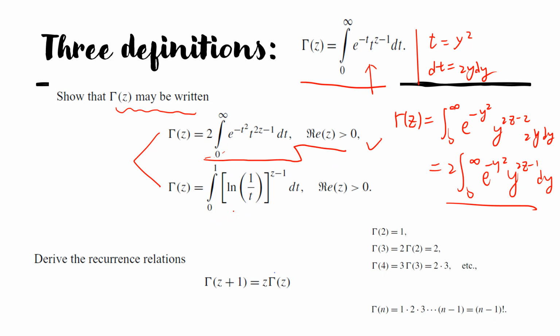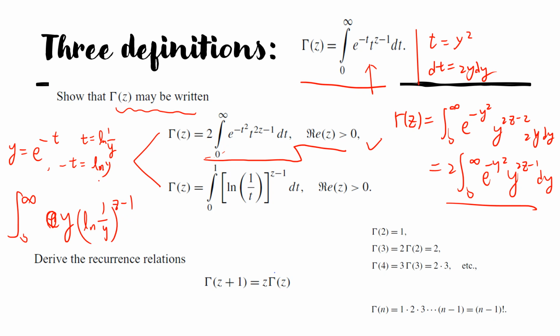For this one, it is also very easy to guess. I can let y be exponential minus t. So we have the integral from 0 to infinity. Now minus t is just log y, and t is log 1 over y. So we have log 1 over y to the z minus 1 dt. So minus dt is 1 over y dy, so dt is just dy over y.